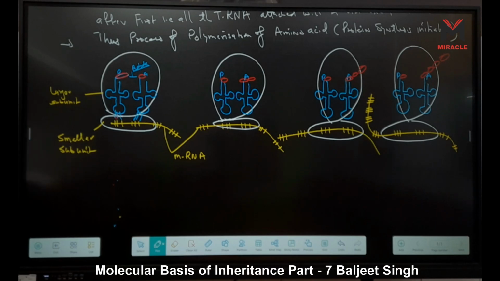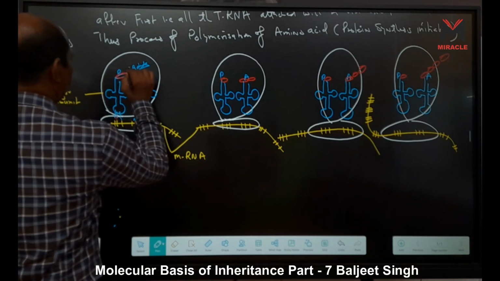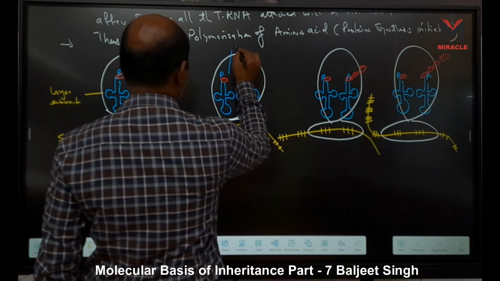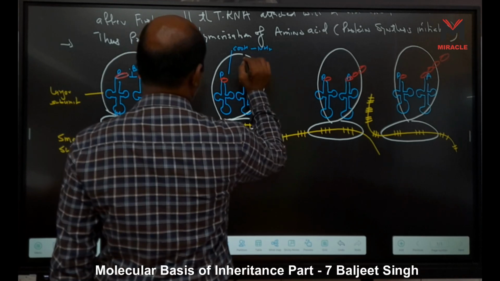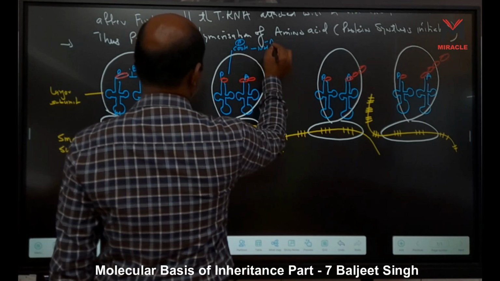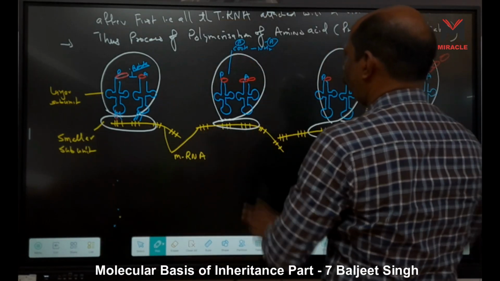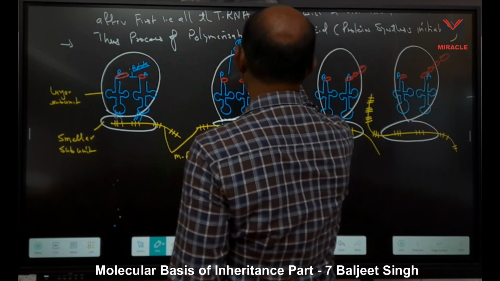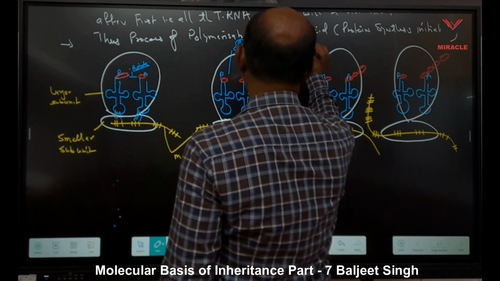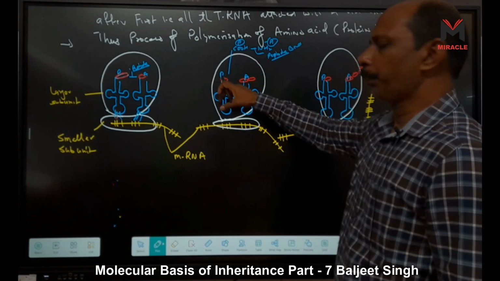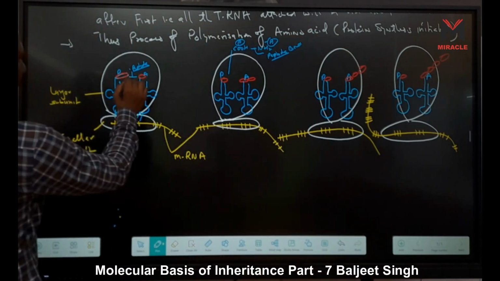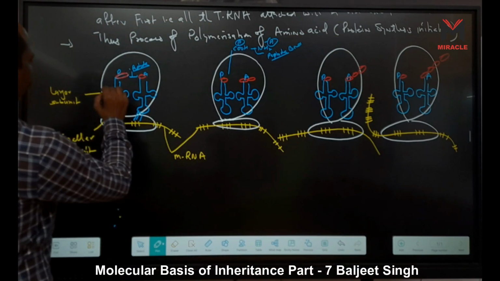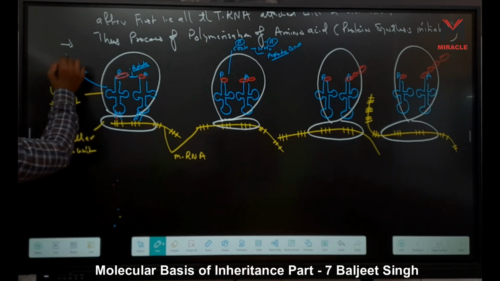And this peptide bond is formed between the COOH group of the P site amino acid and the NH2 group of the A site amino acid. Look here what happens: when this bond is formed, the tRNA becomes empty and then it is removed from this side.